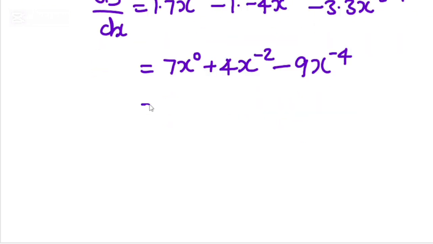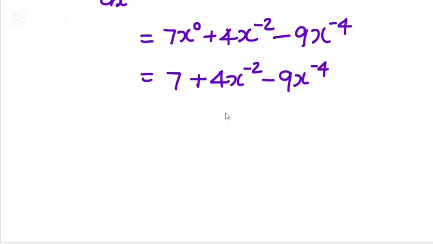So we are going to have 7 times x to the power 0. Any number to the power 0 is 1 by the laws of indices. So 7 times 1 will have 7. So here, this will reduce to 7 plus 4x to the negative 2 minus 9x to the negative 4.